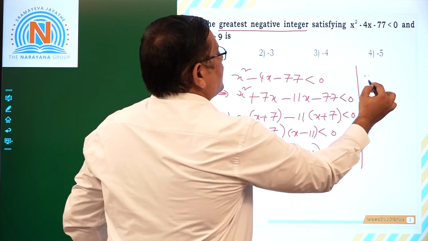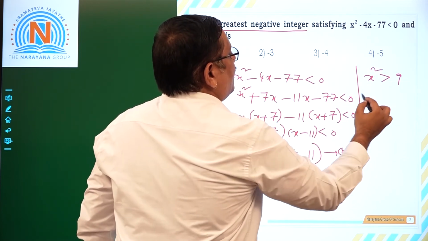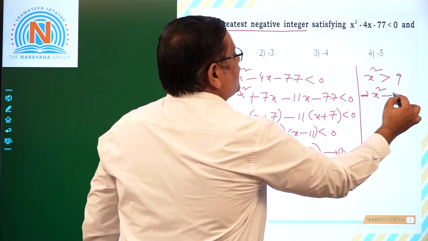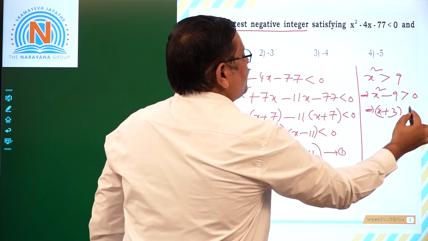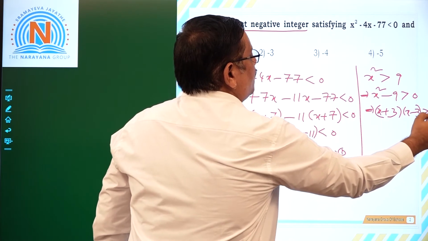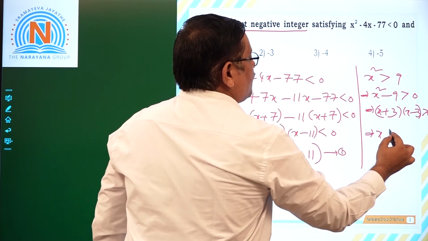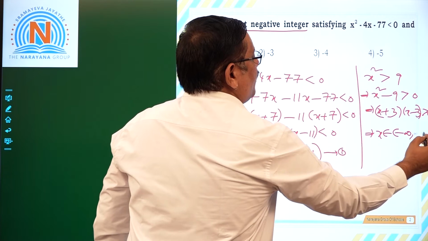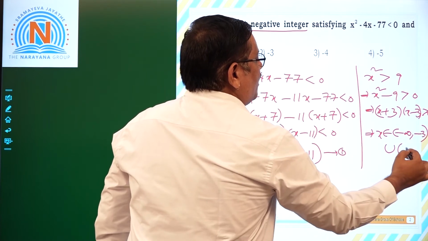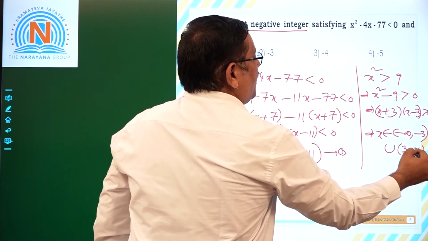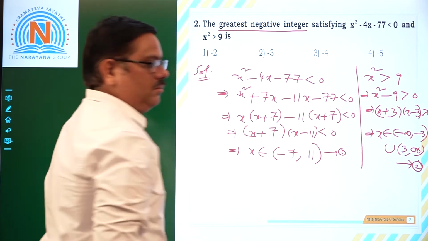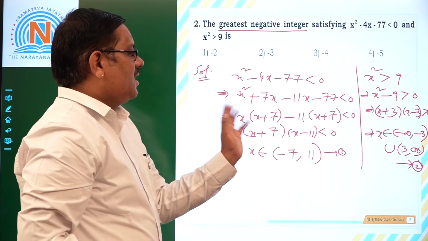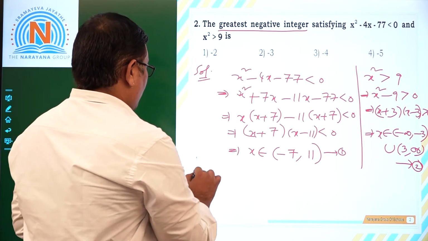Second condition is x square is greater than 9. We can write it as x square minus 9 greater than 0. That is otherwise (x plus 3) times (x minus 3) greater than 0. That implies x belongs to minus infinity to minus 3 union 3 to infinity. Because it is a greater than inequality, it won't lie between minus 3 and 3. That is the second option. So the one which is satisfying these two is from 1 and 2.